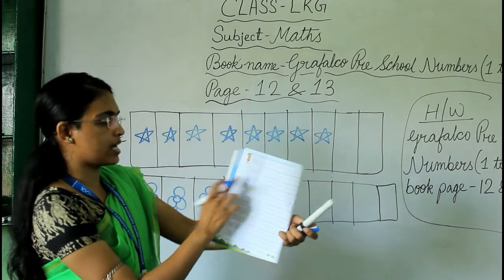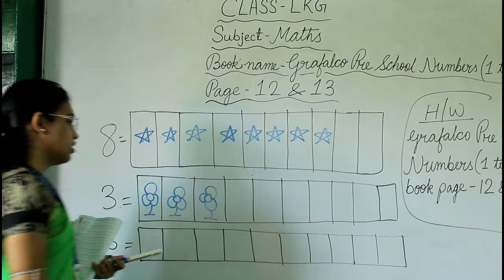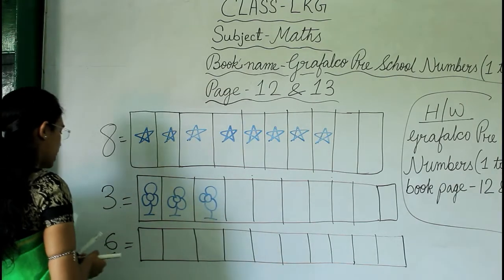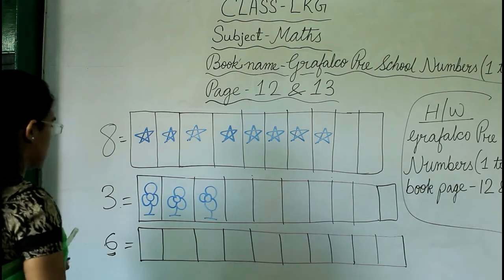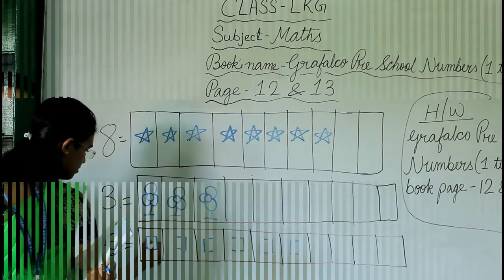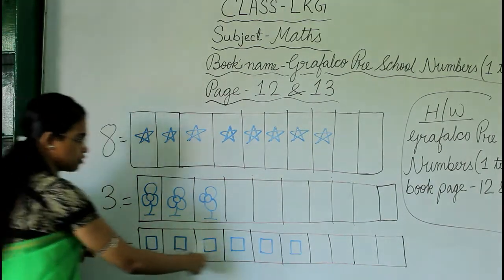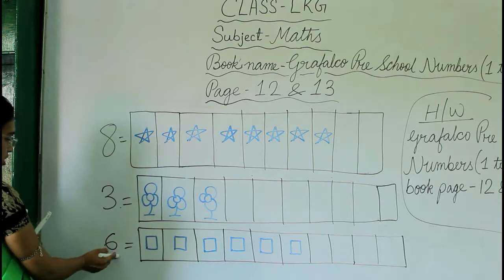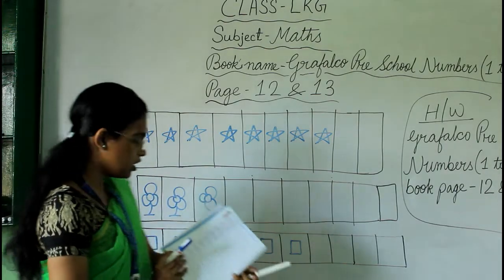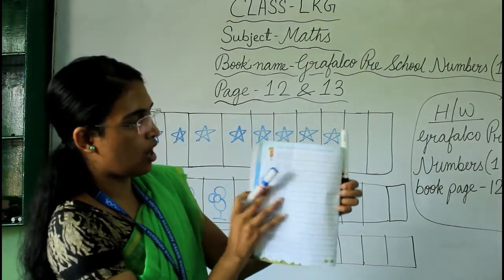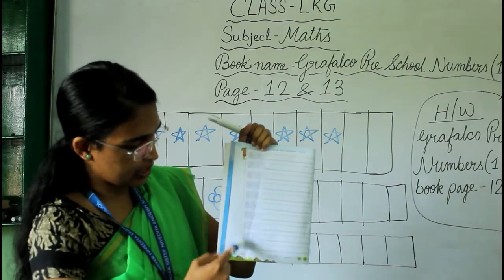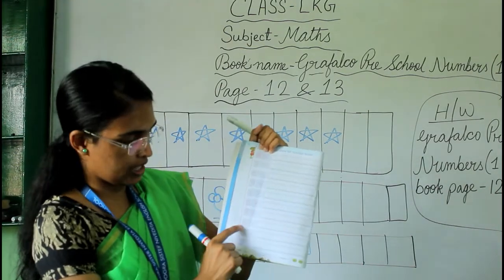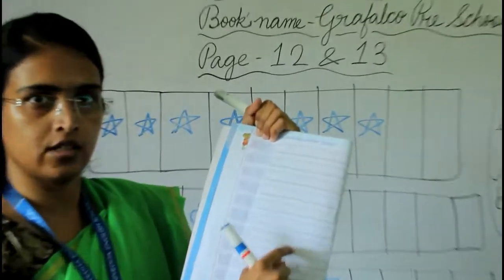Now next is 6. Okay. So the number is 6. So how many objects do we have to draw? We have to draw 6 objects like this. Okay. So how many objects have I drawn here? Let's count. 1, 2, 3, 4, 5, 6. 6 objects because it is written here 6. Okay. So in this way you have to draw the objects according to the numbers written on this side. Here it is written 1, so you have to draw 1 object. Here it is written 4, so you have to draw 4 objects. Okay?